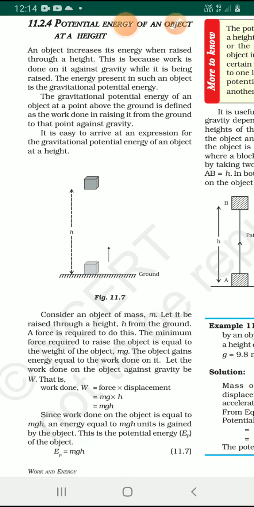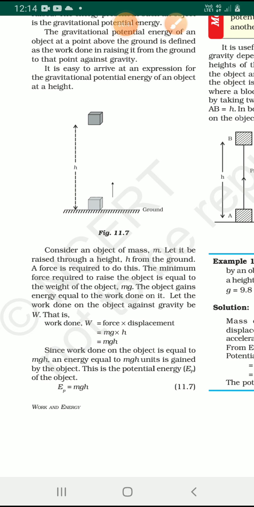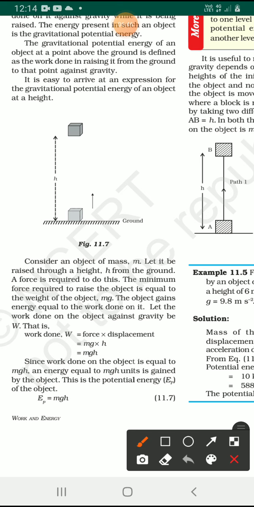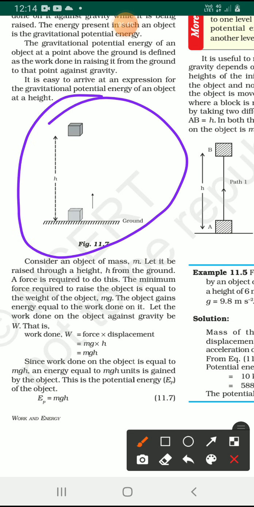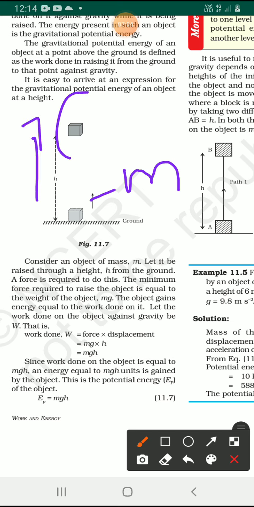It is easy to arrive at the expression for the gravitational potential energy of an object at a height. Okay, it means it's difficult to lift an object to a height. So consider an object. Let's try to understand through the picture which is given in your textbook. Look at here, this is an object, right? Suppose this object we call M, mass M. Consider an object of mass M. Let it be raised through the height h. H is for height.